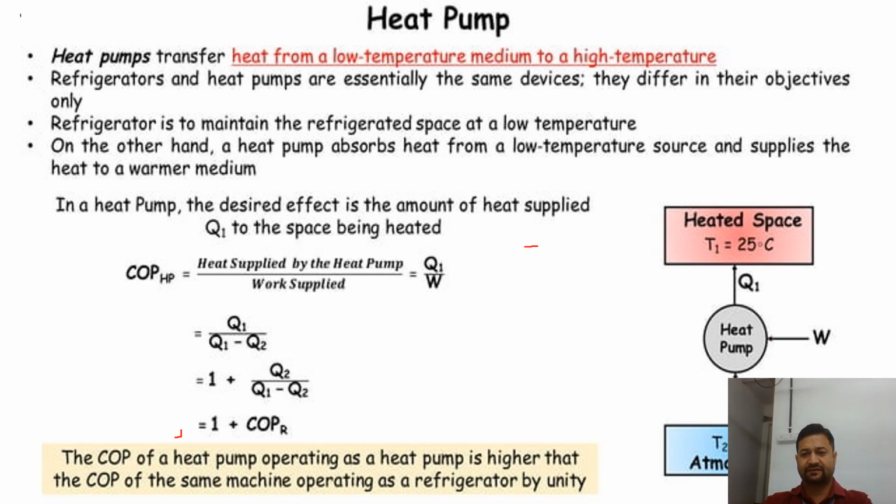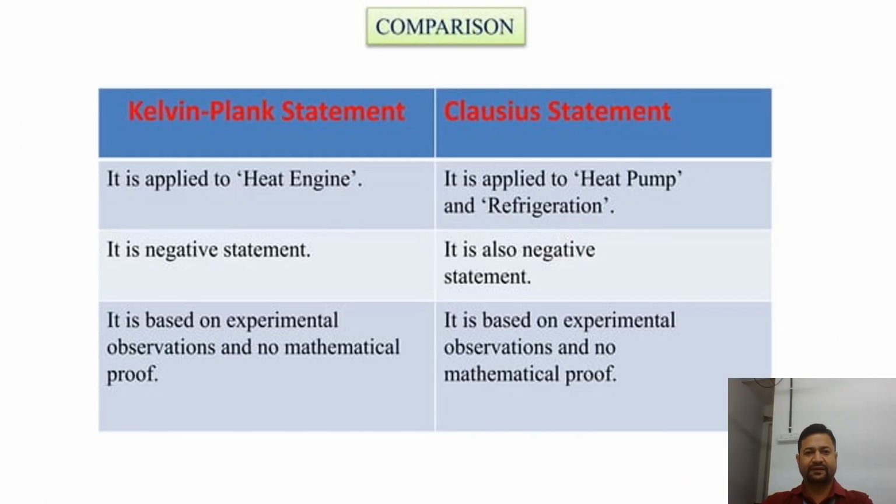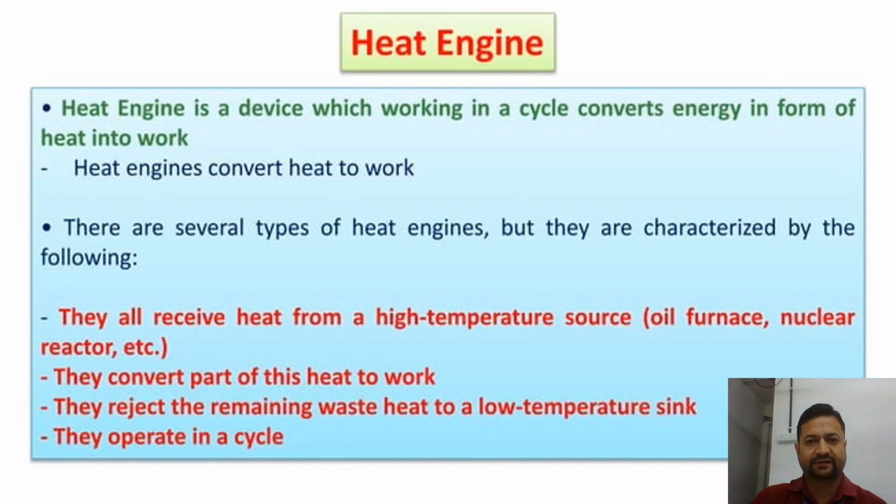Now again heat engines are there. This is the comparison between these two. Kelvin Planck is used for heat engines. Clausius statements are used for power consuming devices like heat pump and refrigerator. Then both are negative statements and both are based on experimental data, that is clearly understood. Now the second portion, that is heat engines.